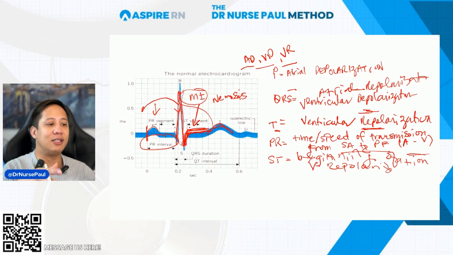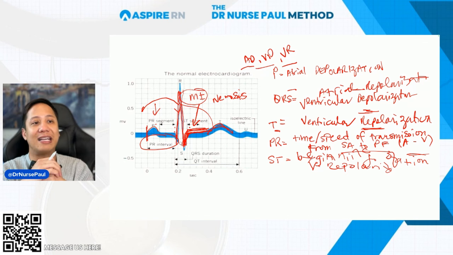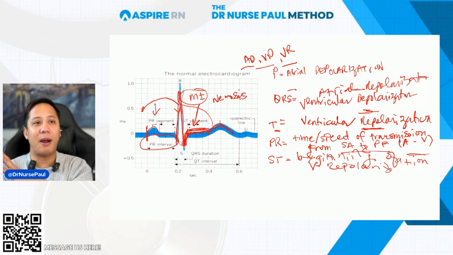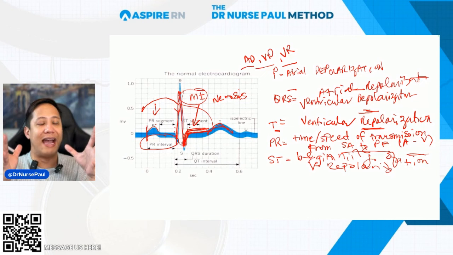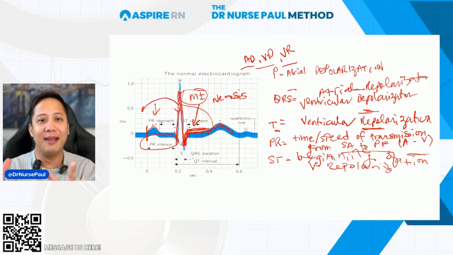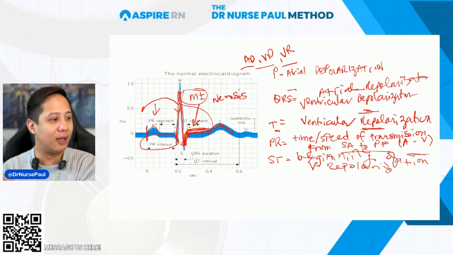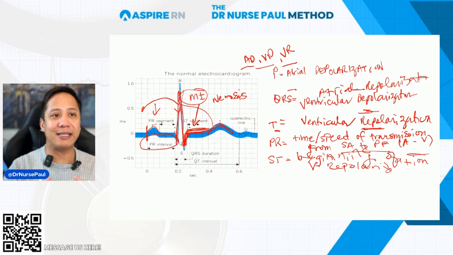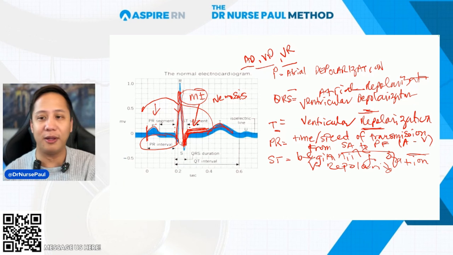So again, ST talks about the beginning of ventricular repolarization. If you see an abnormal ST segment, it means the heart is not relaxing properly, right? So put it in perspective, analyze what you just learned. If the heart is not relaxing properly, can it contract properly as well? If the heart cannot relax properly, there's an ST abnormality. Can the heart contract properly as well?